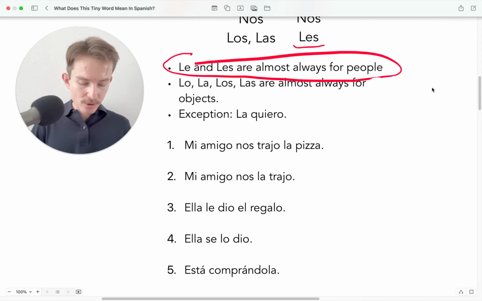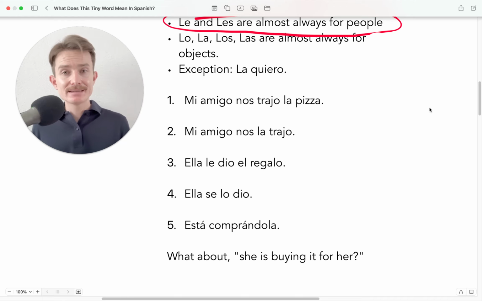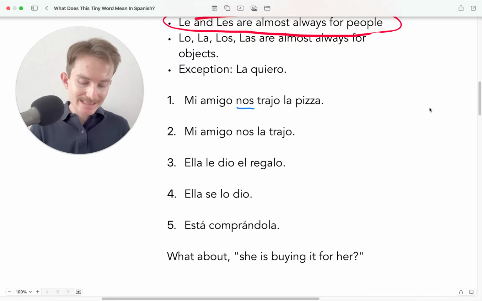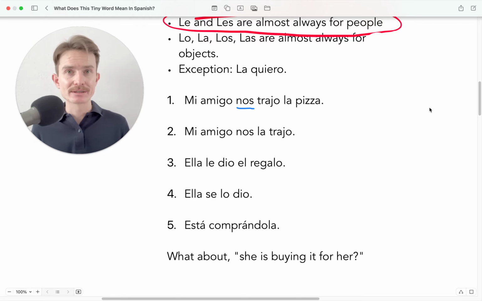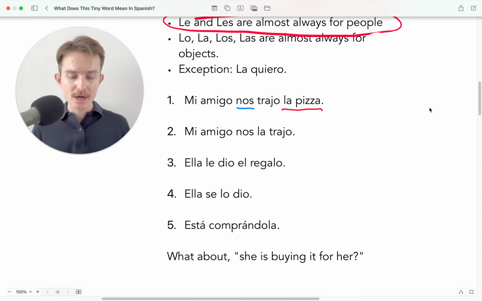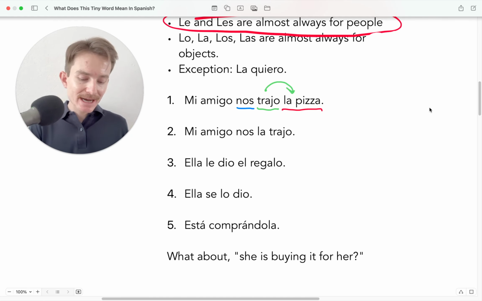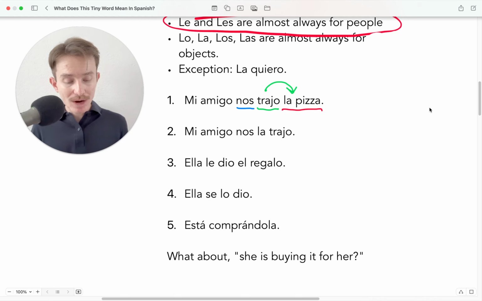We have mi amigo nos trajo la pizza. In this sentence, we're saying my friend brought us the pizza. Nos in this case is what we call the indirect object. This is very important to understand. This is the indirect object pronoun, whereas la pizza is our direct object. Why? Well, because trajo, our verb, meaning brought, is directly affecting la pizza, which is why la pizza is the direct object of the sentence.